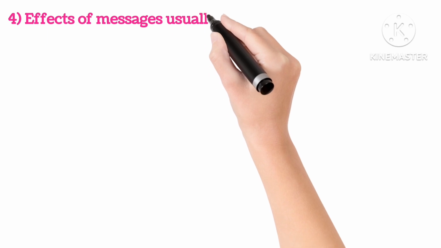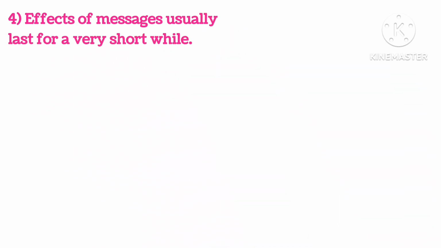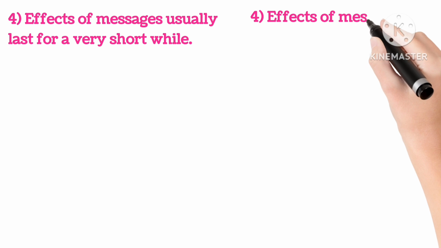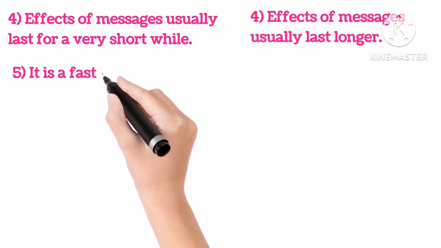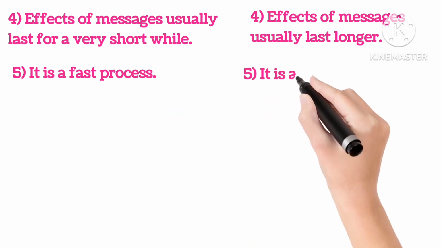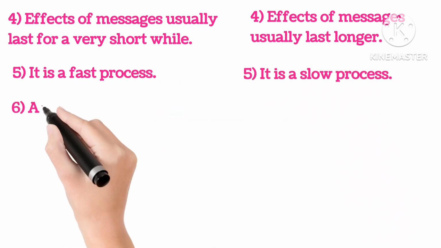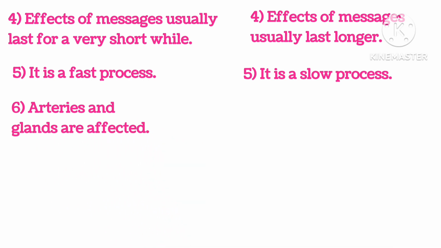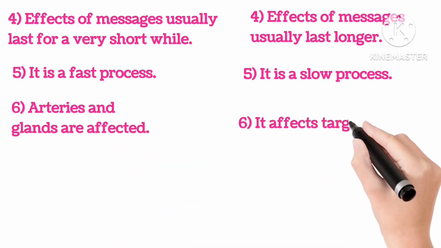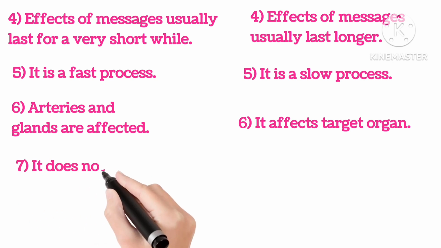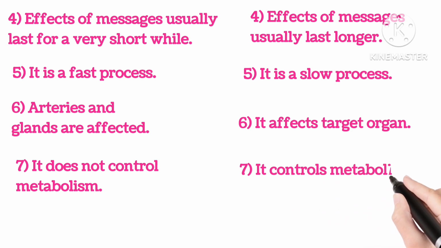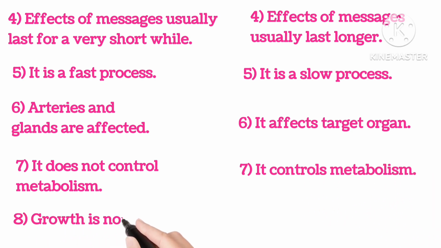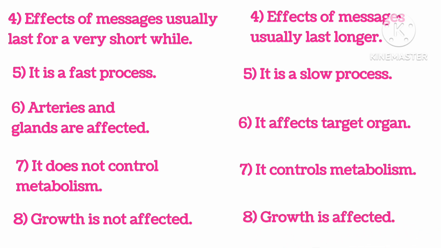In nervous, the effects of messages usually last for a very short while; in hormonal, the effects of messages usually last longer. Nervous is a fast process. Hormonal mechanism is a slow process. In nervous mechanism, muscles and glands are affected. In hormonal, it affects target organs. Nervous does not control metabolism. Hormonal controls metabolism. In nervous, growth is not affected. In hormonal mechanism, growth is affected.